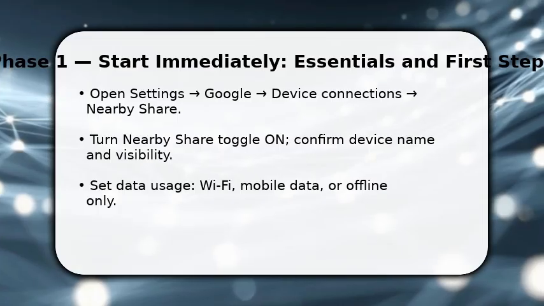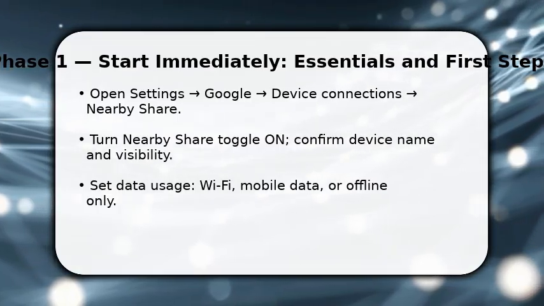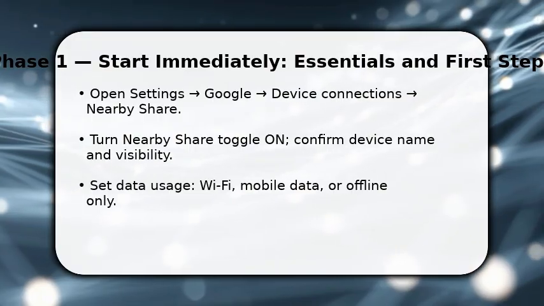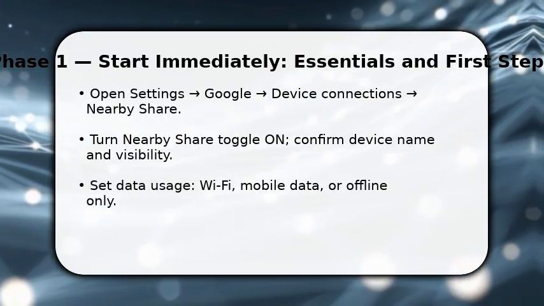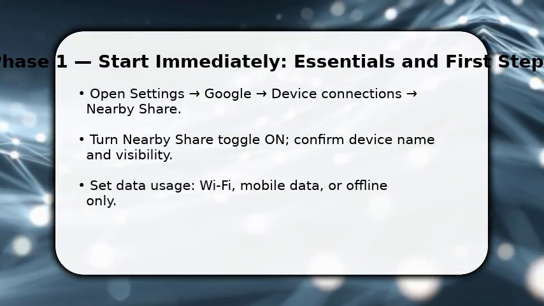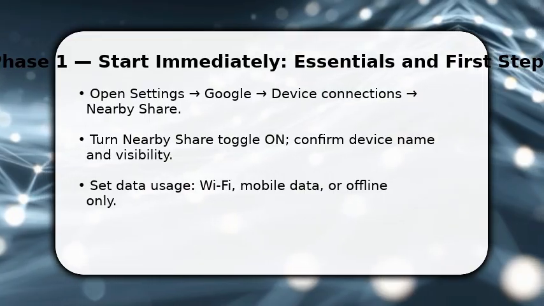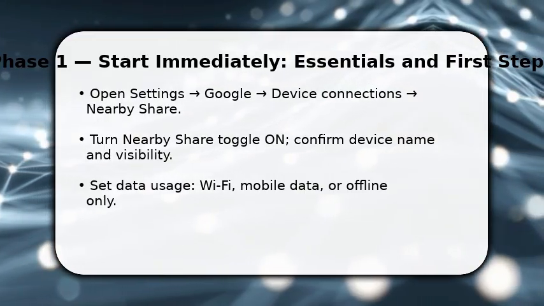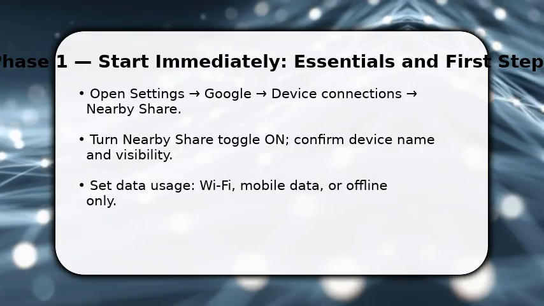You start by enabling Nearby Share so devices can discover each other. Open Settings, go to Google, then Device Connections and tap Nearby Share. Turn the toggle on. Once done, pick a device name and visibility. Choose Everyone, Contacts, or Hidden depending on privacy.